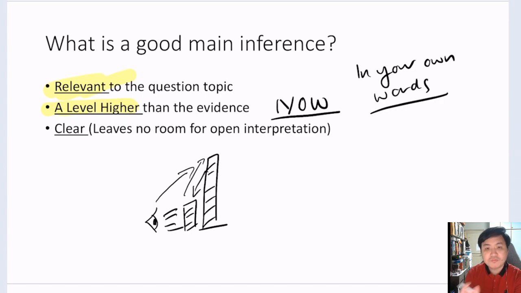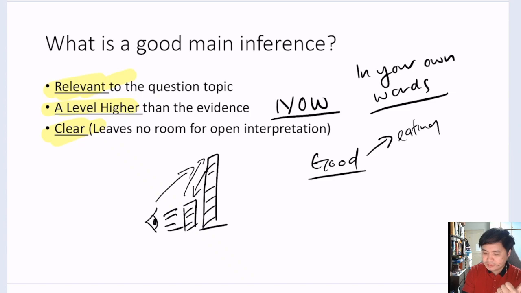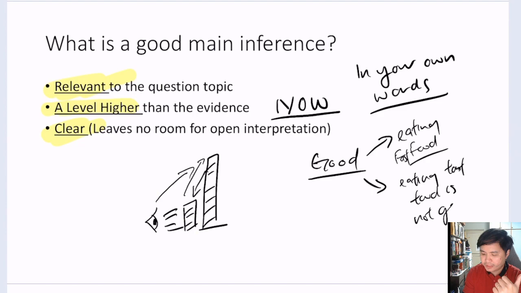And finally, your inference should also be clear. What do I mean by clear? Clear means you leave no room for open interpretation. For example, if you say that something is good, right? Good is open to interpretation, right? One person can say that maybe eating fast food is good. It's good to him. He enjoys the experience. Another person can say eating fast food is bad. Fast food is not good. So can you see here? It's open to interpretation. Now we don't want answers that look like this. So make sure it is clear.